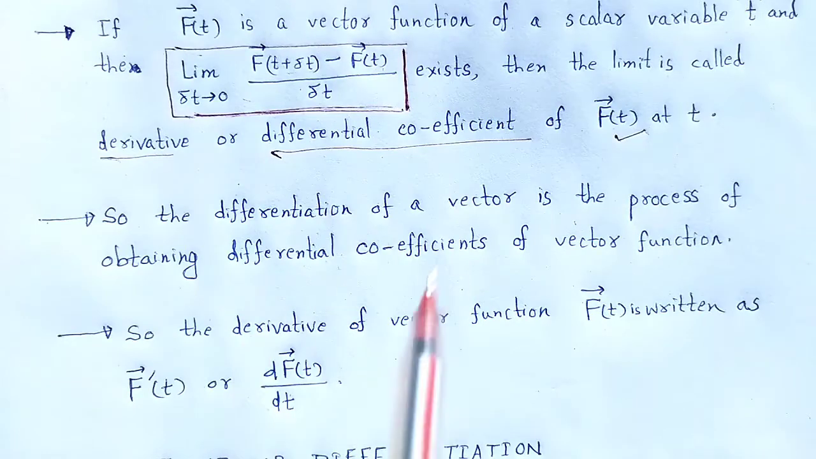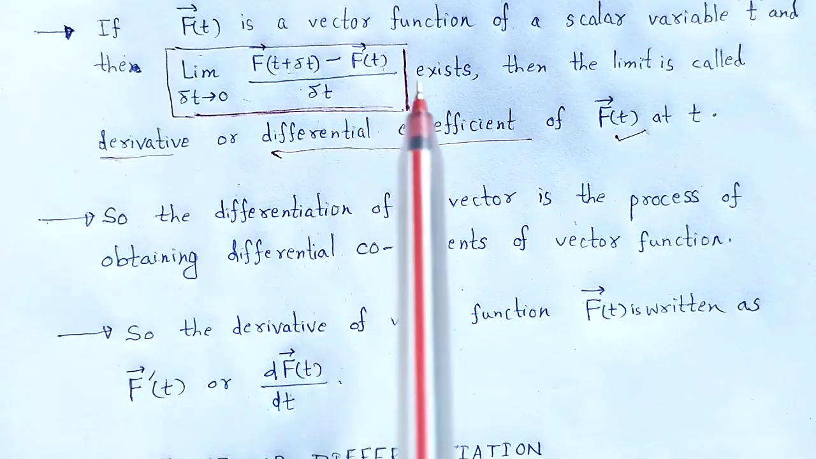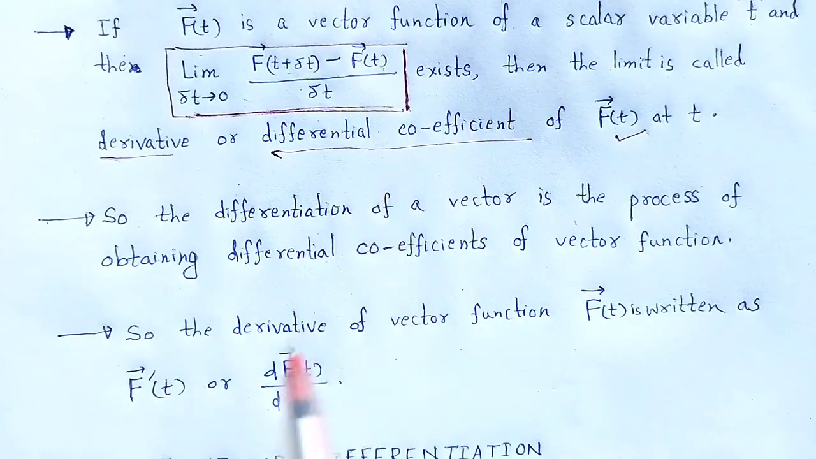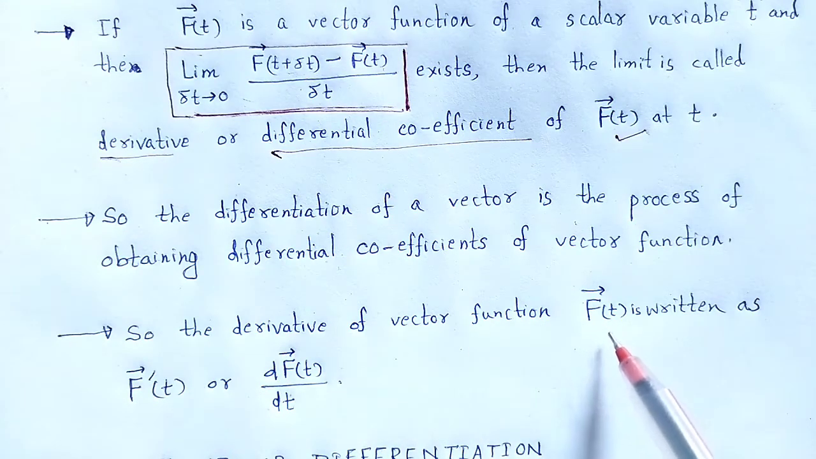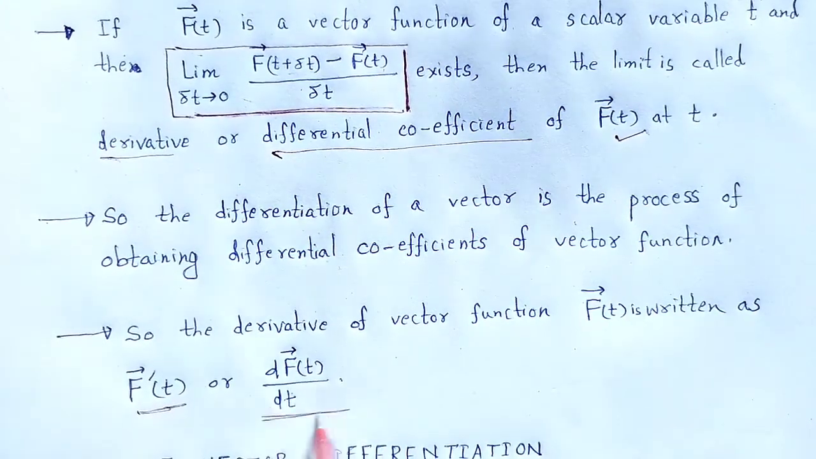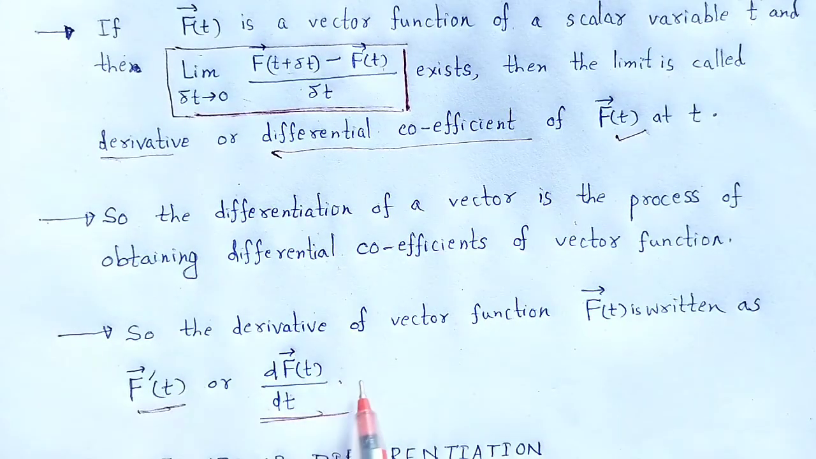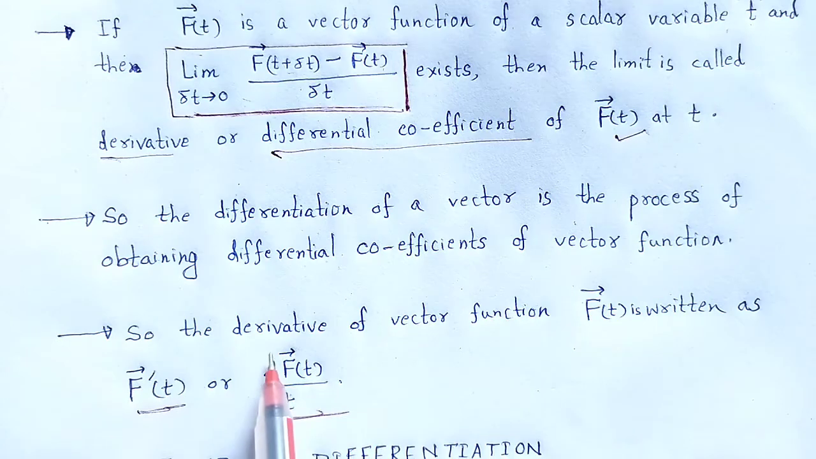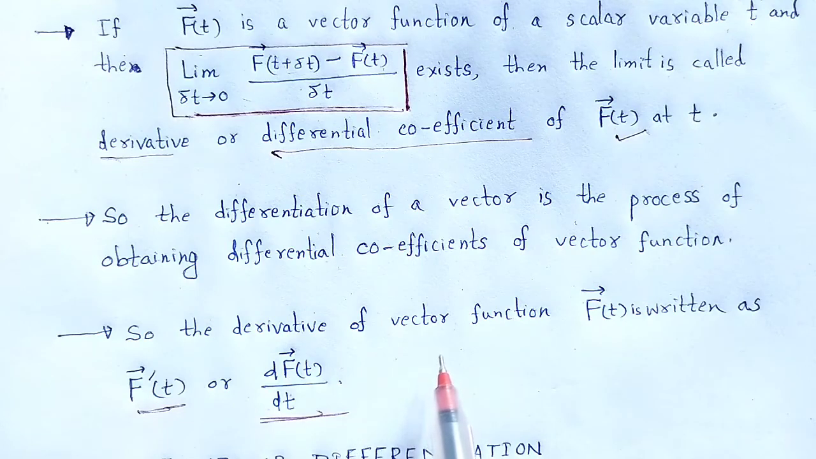So how can we represent the vector derivative or vector differentiation? The derivative of vector function f vector of t is written as f dash t or d by dt of f of t. F dash t means the first order vector differentiation with respect to t. That is, d by dt of f vector of t is the representation of the vector derivative.